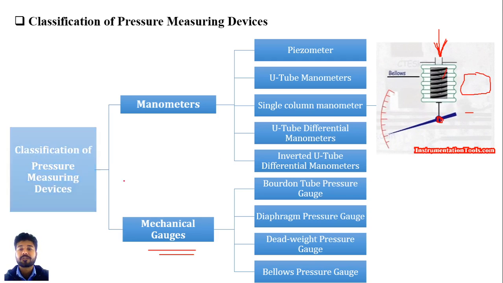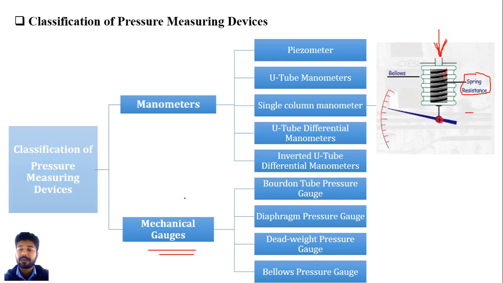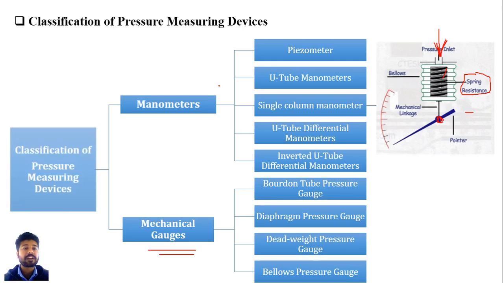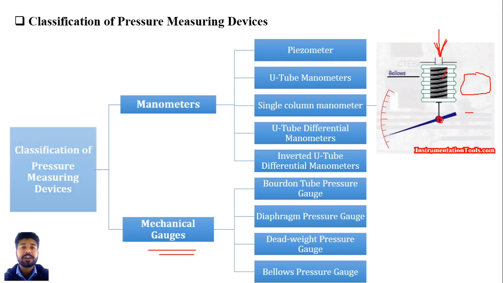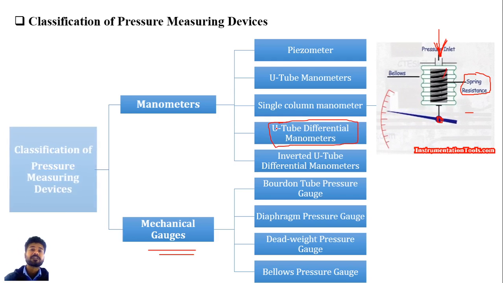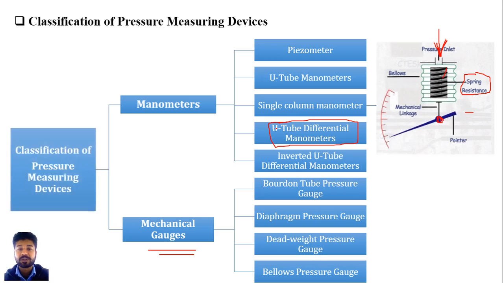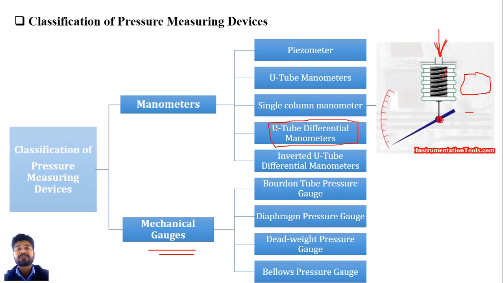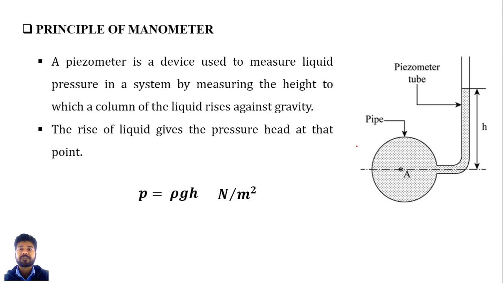So this was all about our classification of pressure measurement devices. These all are the most important topics of pressure measurement devices. In our laboratory experiment, we'll use the U-tube differential manometer to measure the pressure difference between 2 points or an individual point. So let's start one by one with our pressure measurement devices. In that, our first and basic question is the manometer, and what is the principle of manometer?